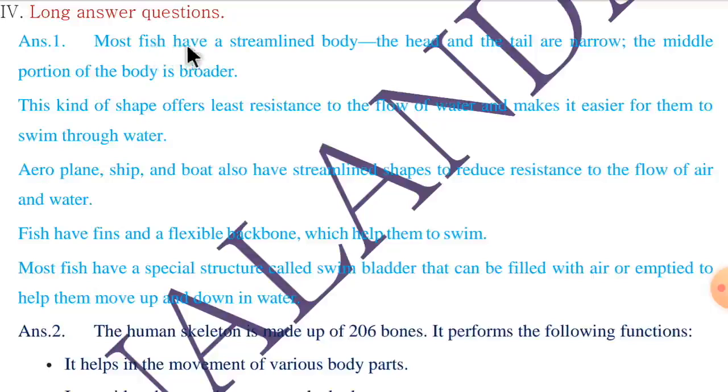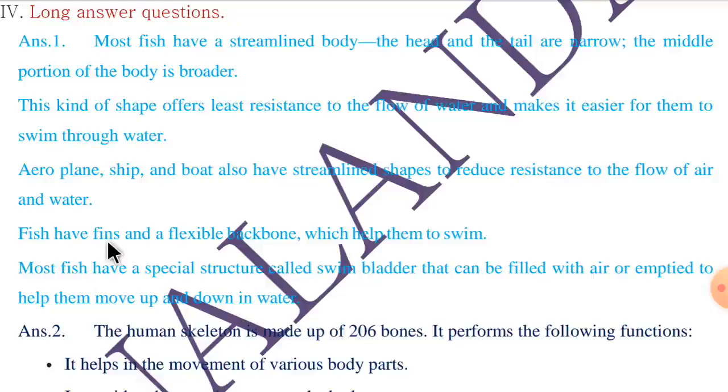So most fish have a streamlined body. The head and tail are narrow and the middle portion of the body is broader. Let's see the function or features. This kind of shape offers least resistance to flow of water and makes it easier for them to swim through water. Like aeroplane, ship and boat that also have streamlined shape to reduce resistance to the flow of air and water.